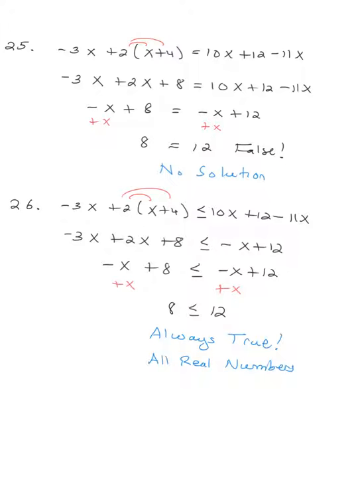That's very different than up here. Up here, they were different, no solution. Here, we had something that is always true. It means that every previous step is always true as well. No matter what number you pick and you put it in place of all these x's, it would always simplify to 8 is less than or equal to 12, which is always true.